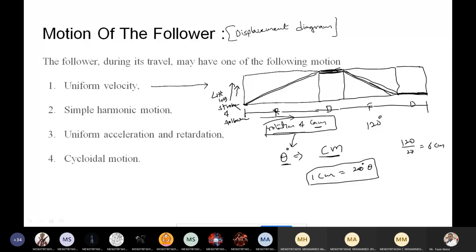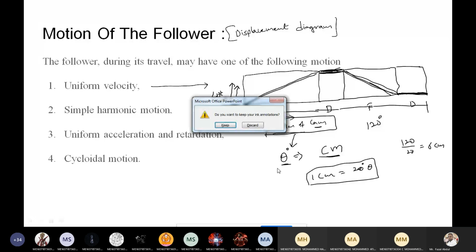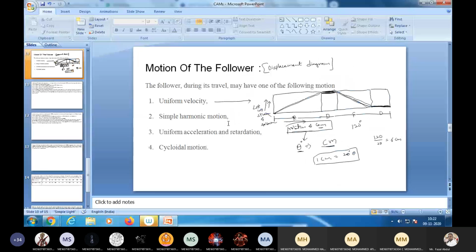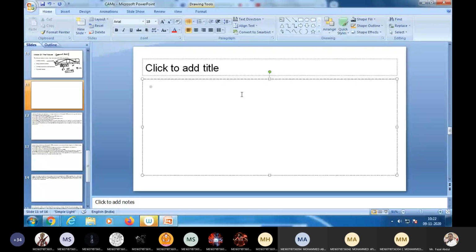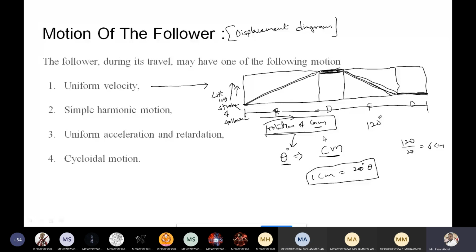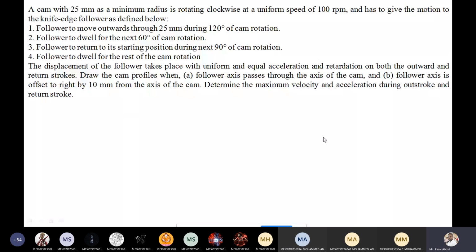Okay. Second one is the simple harmonic motion. I'm showing the construction of simple harmonic motion here. So once again, explain how we got 6 centimeters. Just once again. I am showing one question.